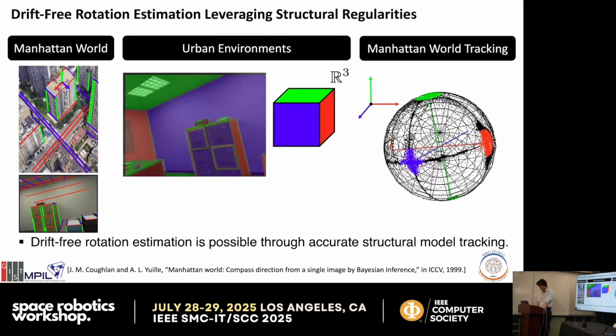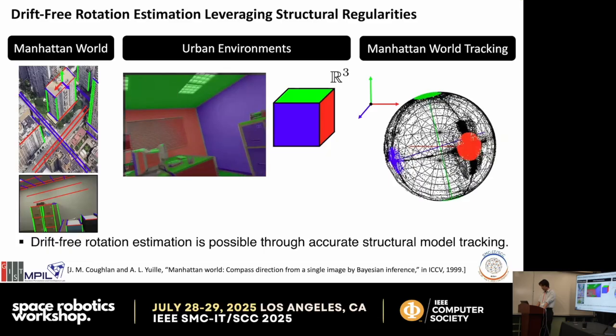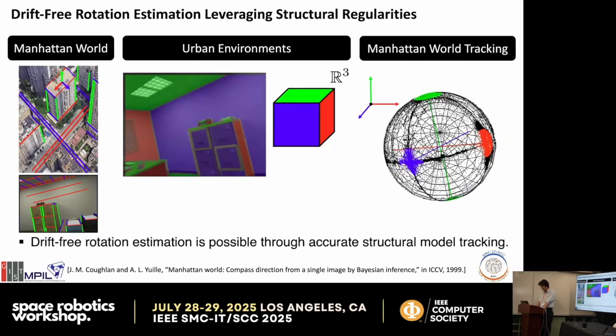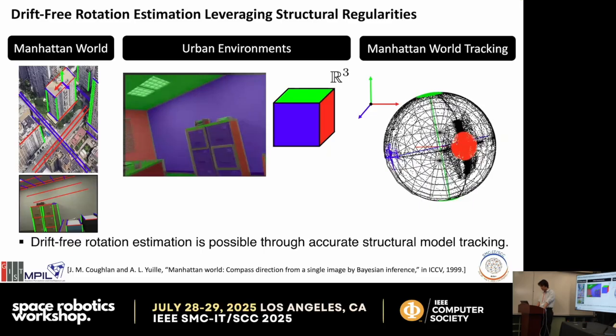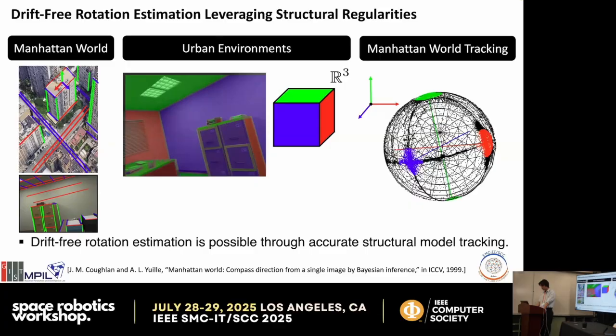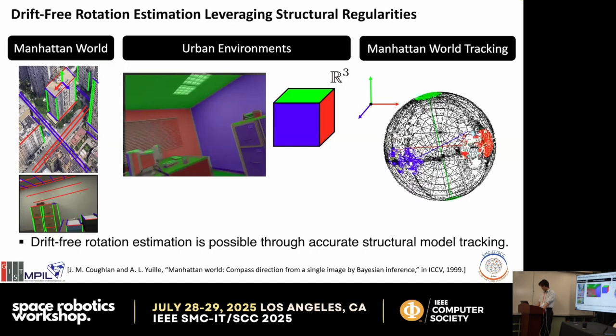To this end, structure models have been widely adopted in computer vision and robotics to estimate accurate drift-free camera rotation. The Manhattan world assumption represents structured environments with 3 dominant orthogonal directions. By detecting and tracking these directions, known as the Manhattan frame, we can robustly recover the camera's absolute orientation for rotational drift. Because the 3 dominant directions provide a consistent reference, acting like a compass for the camera's rotation.